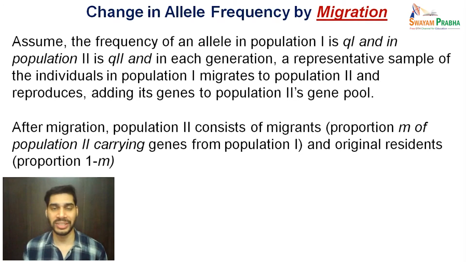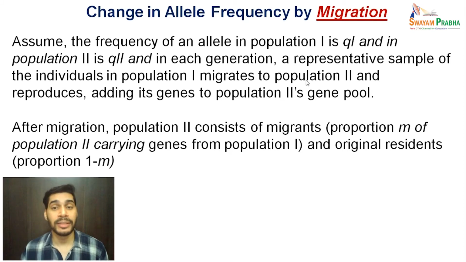So the situation is clear. There are two populations, population 1 and population 2. The frequency of a particular allele, that is Q, is Q1 in population 1 and Q2 in population 2. Some representative members of the first population migrate to the second population and reproduce there, so they transfer their genes to the gene pool of the second population. After migration, population 2 now has a mix of gene pool, that is, it consists of the migrants and original residents.